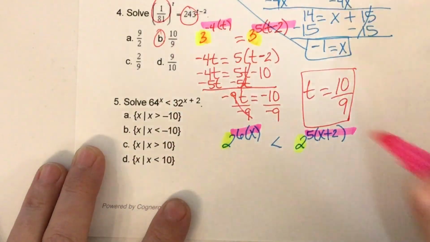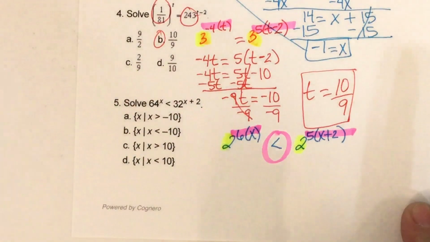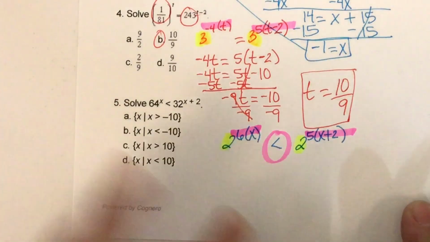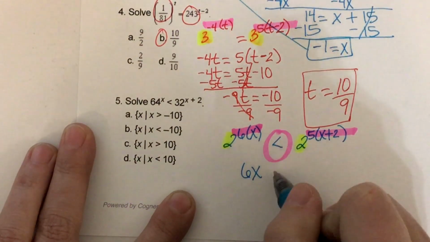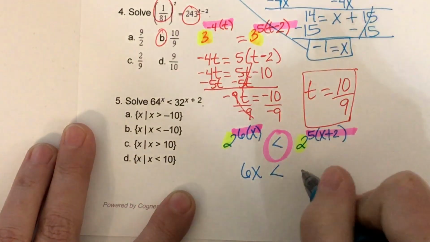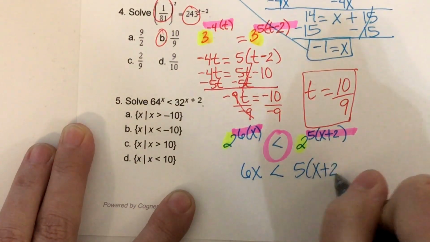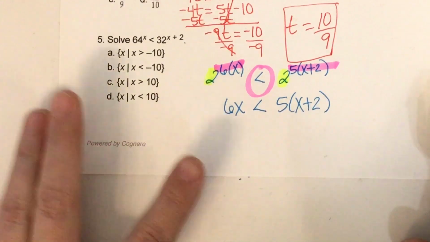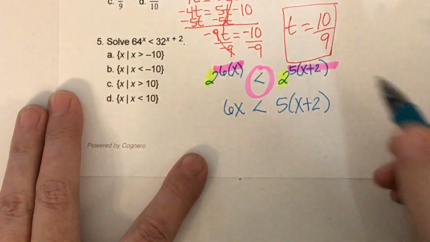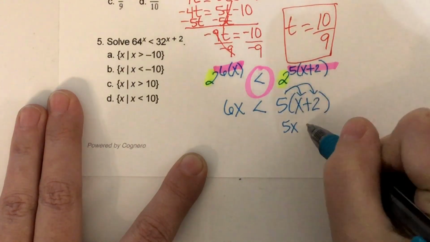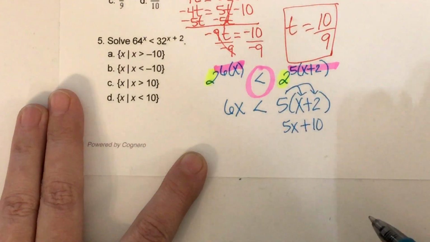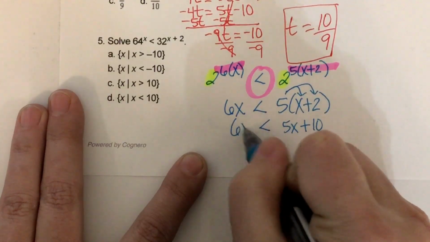But instead of an equal sign, we're going to use a less than sign. So this exponent, 6 times x, or 6x, is going to be less than this exponent, 5 times x plus 2. All right, so let's distribute that 5 to get rid of the parentheses. So 5 times x is 5x, and 5 times 2 is 10. And then I'm going to drop my symbol and my 6x.